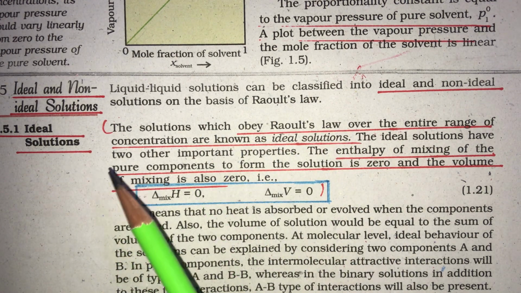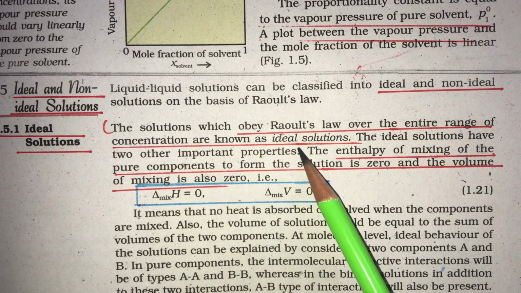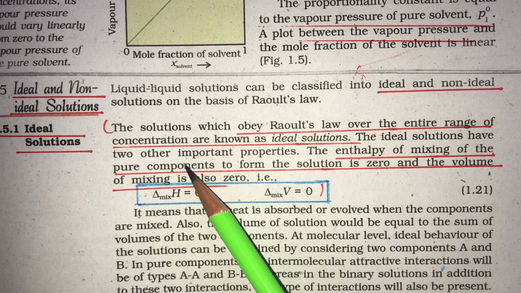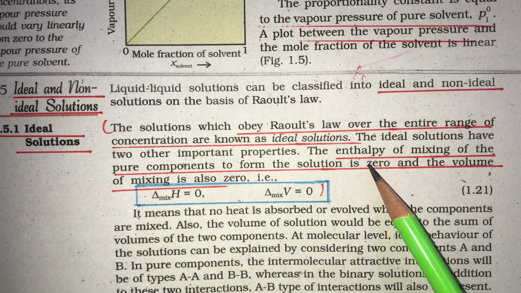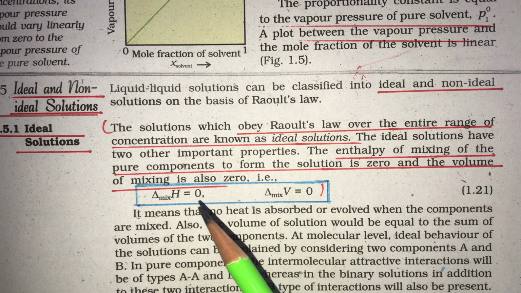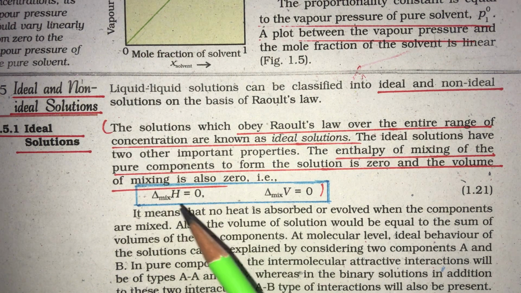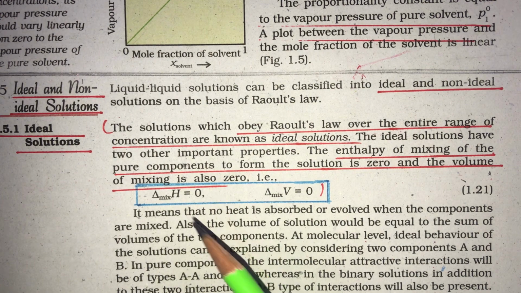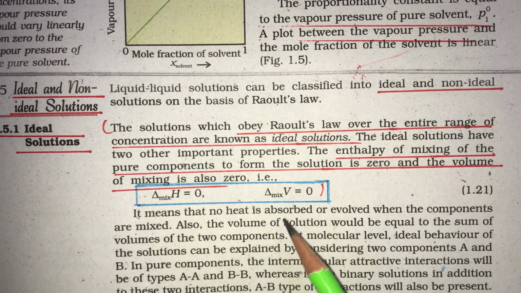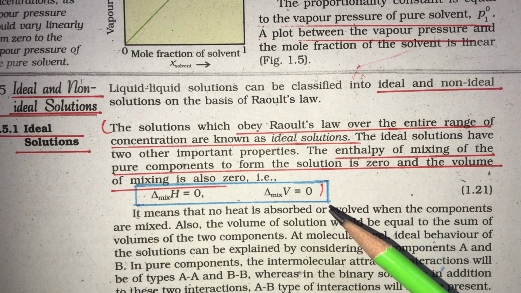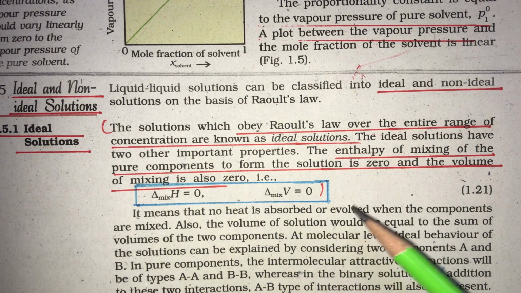What are ideal solutions? The solutions which obey Raoult's law over the entire range of concentration are known as ideal solutions. The ideal solution possesses two important properties: the enthalpy of mixing, the enthalpy change on mixing the two components, is equal to 0, and also the volume change during the mixing of the two components of the solution is also 0.